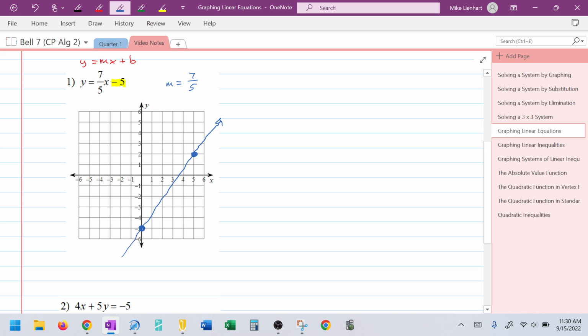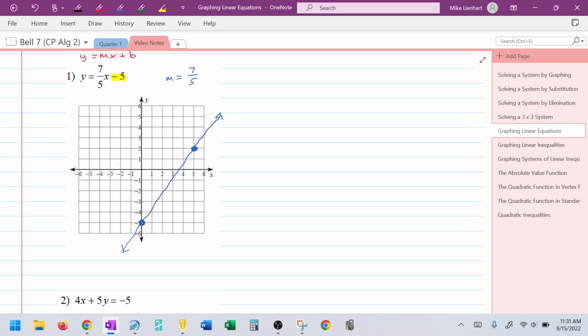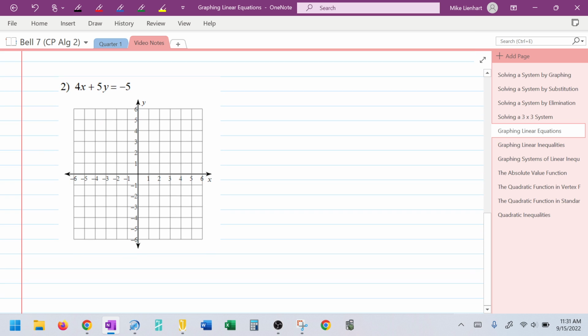Now even though my line's not perfectly straight, I've got those 2 points clearly defined, so if anybody wanted to check my graph, it's easy to check. Let's look at a second scenario. What if the line's not given in slope-intercept form?